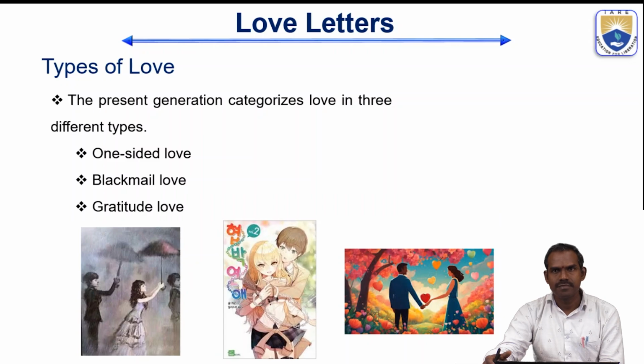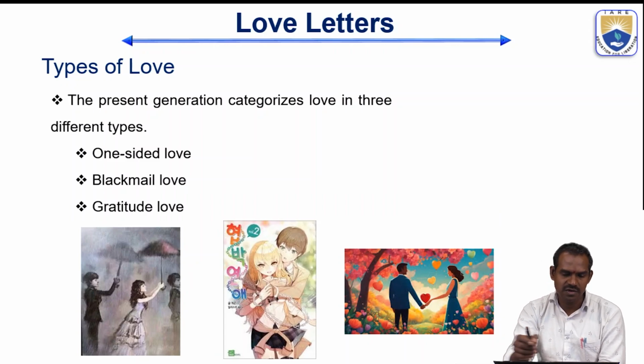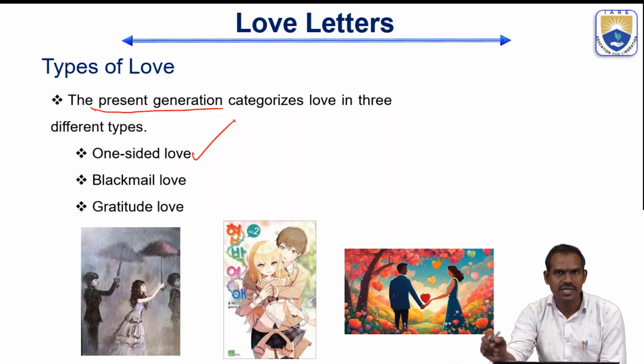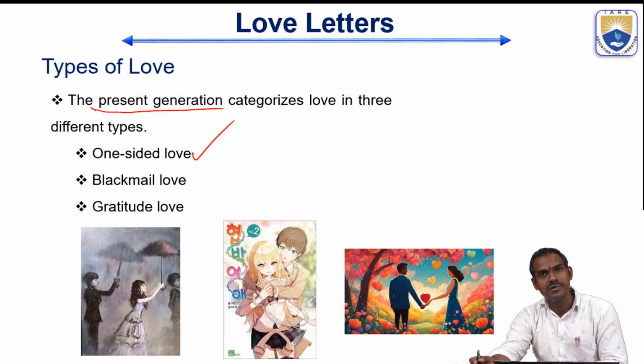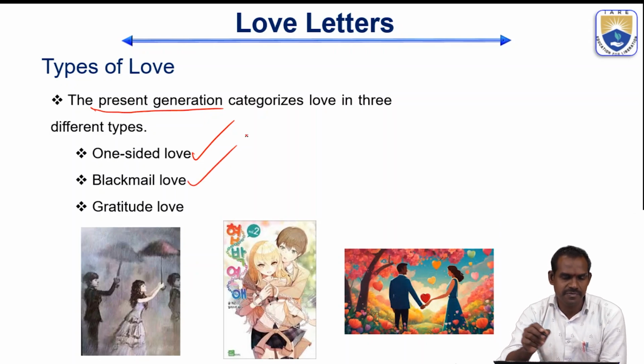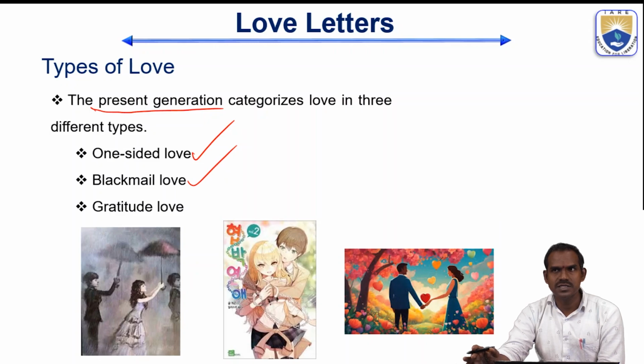Types of love. There are three types of love in the present generation. The first one is one-sided love, meaning love from only one side, either from the male side or from the female side. Okay, one-sided love, whether the love is from the male side or the female side. And the second type is blackmail love. So this is another level of one-sided love. One-sided love means just any one gender, either male or female, loves the other gender. But if she or he is willing, then the love will be continued. If she or he is not willing, it will be discontinued.